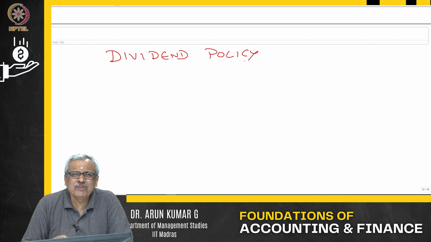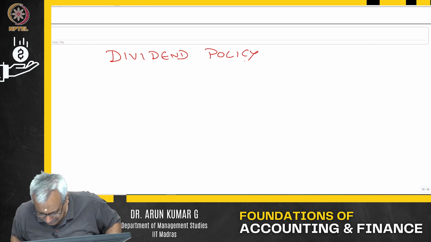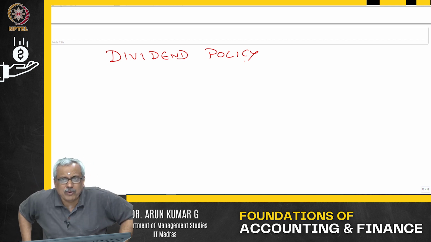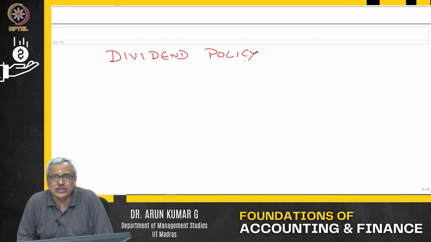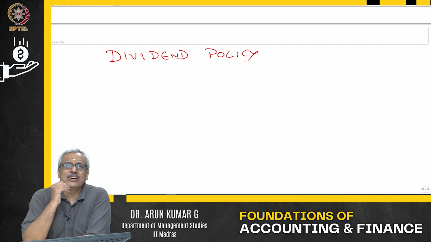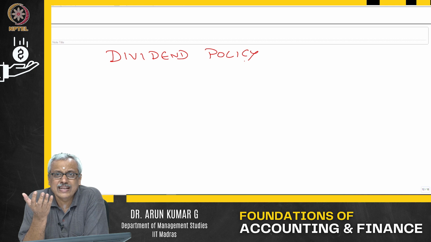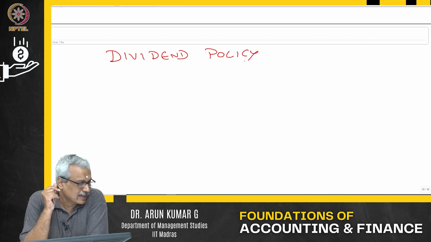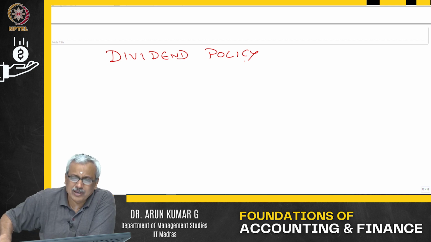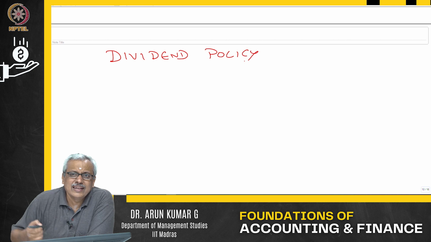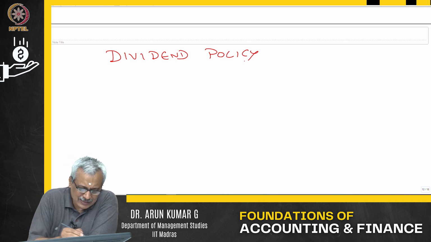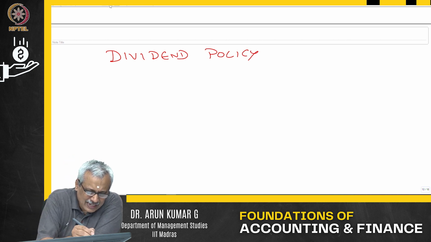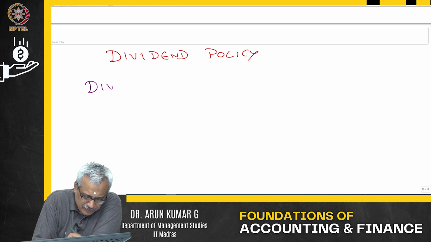Now, what is the dividend policy? Dividend is the earnings they get out of the profit. When the profits get distributed, what the equity holder gets is what we call the dividend. First and foremost, they are interested in knowing the dividend yield.